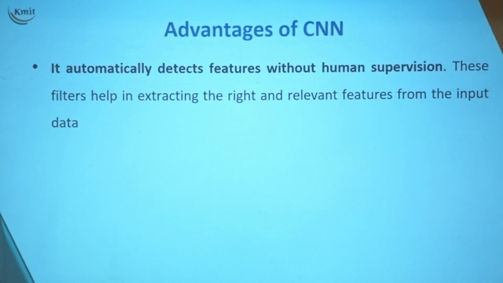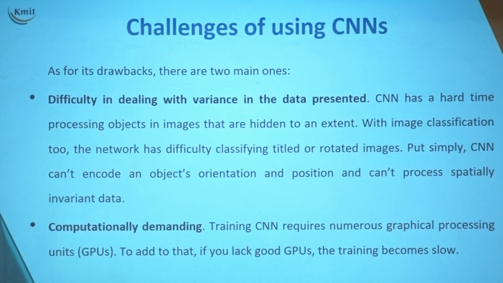Okay. So what are the advantages of CNN? It can automatically extract the features. Why is it able to extract the features? Because we have the convolution operation. Okay. Now when I talk about challenges of CNN, even CNN has some drawbacks, like how we have seen the drawbacks of ANN.